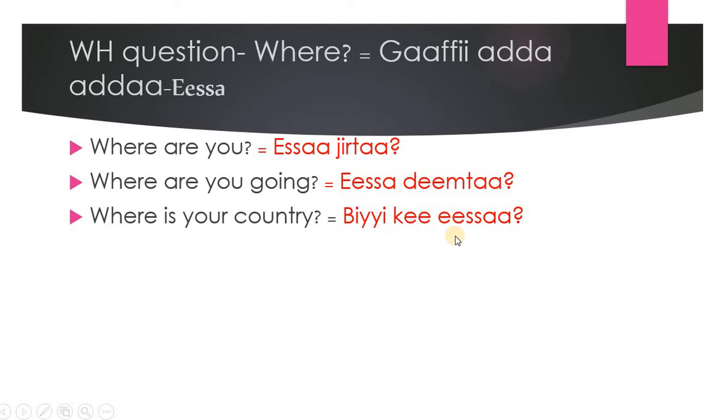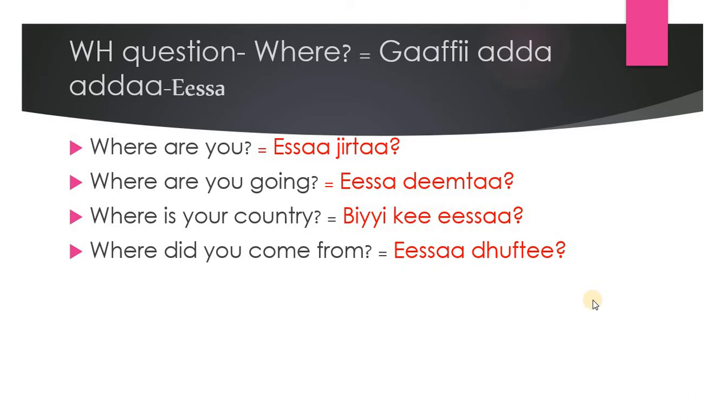This structure doesn't apply for example, for this. Jirta eessa, we can't say like that. Eessa jirta is the only way. Deemta eessa, we can't say like that as well. Eessa deemta is the only correct way. Biyyi kee eessa, we can also say eessa biyyi kee. Both ways are possible here.